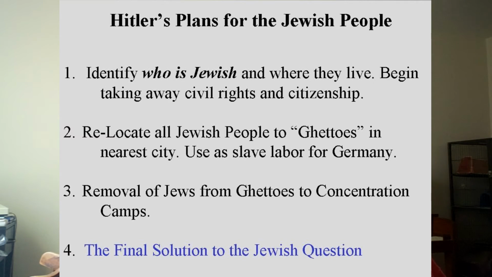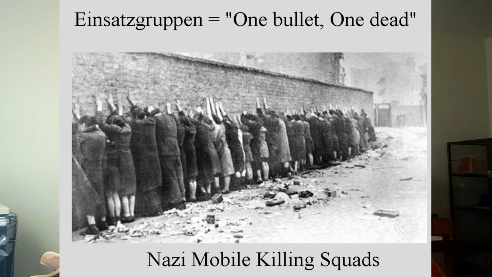The final solution comes as these camps are being filled. They start just mass killing. And groups of Germans called Einsatzgruppen were sent out to the areas where the camps were, and even where they had Jews that hadn't been transported to the camps, and just massacred people. And it was usually with machine guns and having people dig their own graves, and it's just some horrible stuff. And we do have some footage of that.